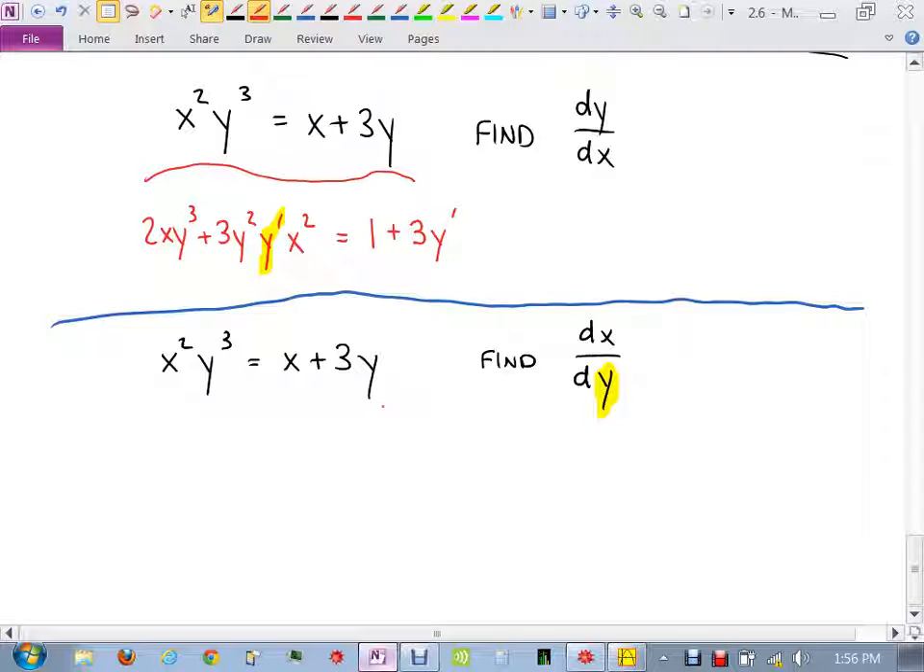So let's see if you can get this now. What's the derivative of x? Well, this is a product rule, right, on the left. What's the derivative of x squared with respect to y? 2x x prime times y cubed plus 3y squared x squared. Good. See, this time the y prime's really a 1. Equals x prime plus 3.